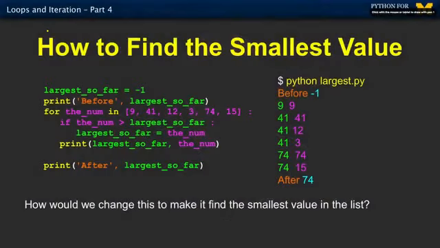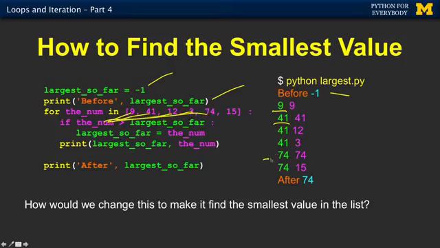Okay, so we have this variable called largest so far that we set to -1, and then we print it out. It starts being -1. And then we go through this loop: 9, and the largest so far is 9, and then we go 41, we like that one better, and then 12, we don't like that, 3, we don't like that, 74, we keep that, and then 15 doesn't make any difference, and then it pops out, and we get 74. That is the largest, not the largest so far, but the largest you would get.